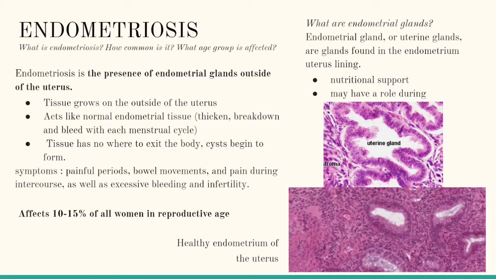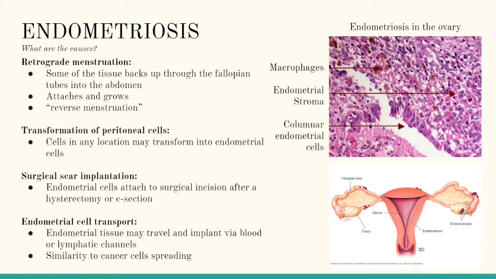Endometrial glands, also known as uterine glands, are glands found in the uterus lining. In the images below, it can be seen that these glands consist of columnar endometrial cells. Causes of endometriosis.